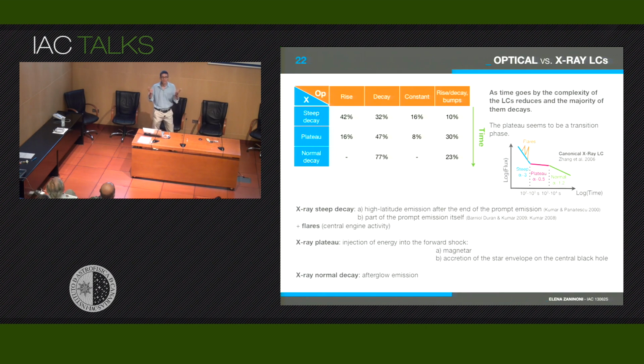In this case, we show that there are different features in the optical light curve, but we can see that as time goes by, the complexity of the light curve reduces, and the majority of them decay. This is because the X-ray normal decay is only afterglow emission, and there is no influence by the central engine that can make some different feature in the light curve. In fact, for example, in the X-ray steep decay, the X-ray light curve is influenced by the central engine, and the same can occur in the X-ray plateau, because the plateau seems to be an energy injection by the central engine.